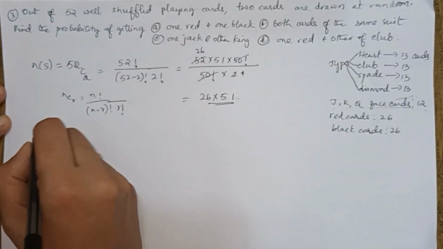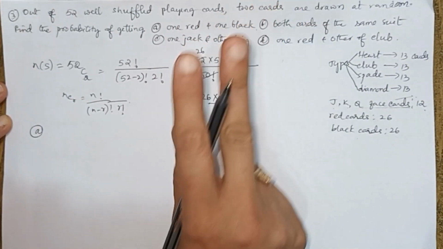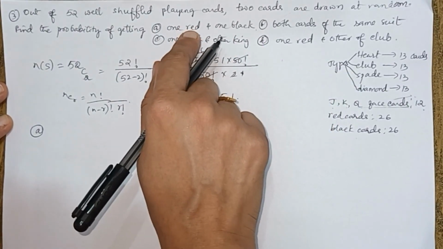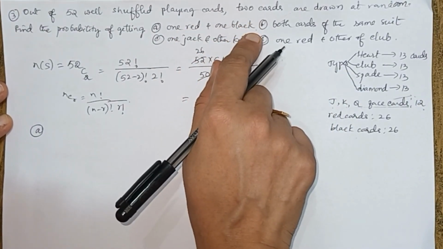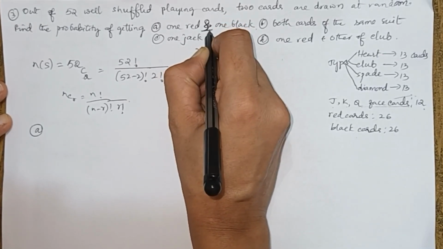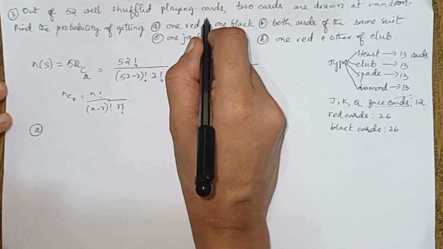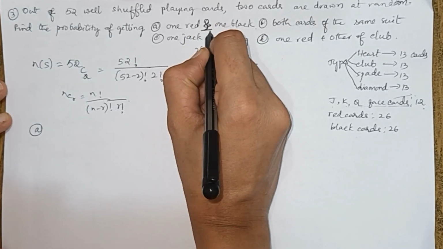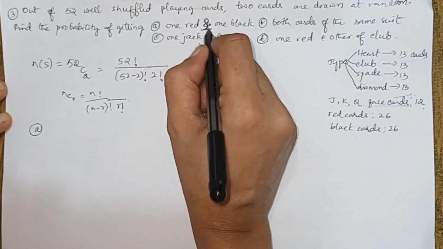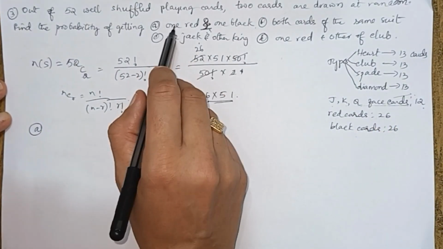Now see the first event, one red and one black card. So 2 cards you have to draw, out of which 1 card must be a red card and 1 card must be a black card. You have to remember one thing: whenever you get 'and' in the question, it is multiplication, the fundamental principle of counting. You have the addition principle and the multiplication principle. 'And' means it is multiplication, 'or' means it is addition. So I will explain how it goes.